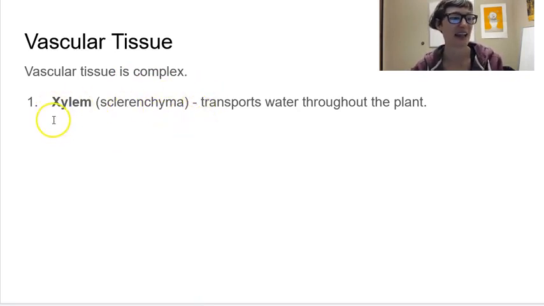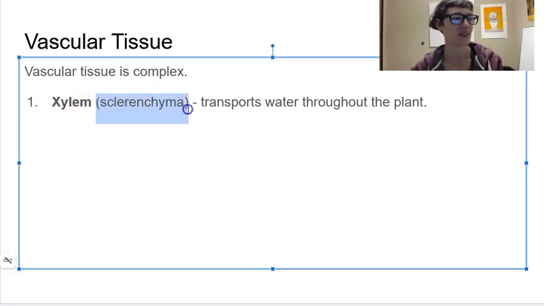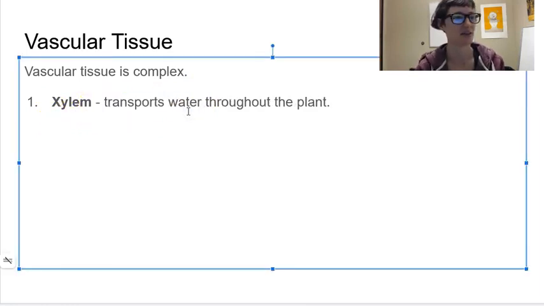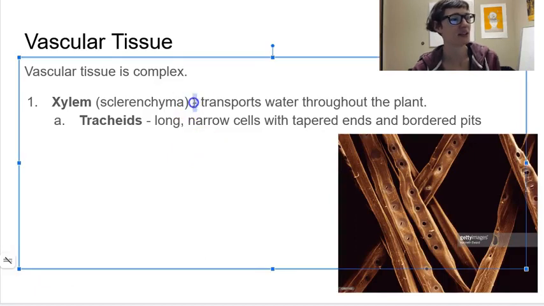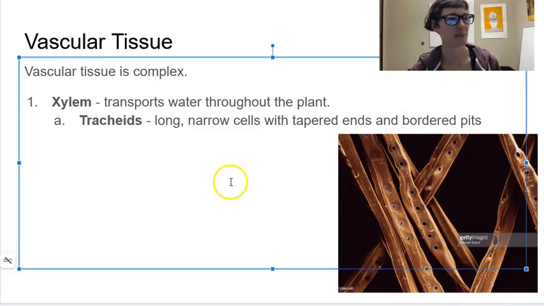So first we'll look at the xylem. And I have this as sclerenchyma, but it's not. So xylem is made of specialized cells that look like sclerenchyma, but they're not sclerenchyma because they're not produced by the ground meristem. They're produced by the procambium. So xylem transports water throughout the plant. I'll just keep deleting this as we go along. You can watch me edit my slides in real time.